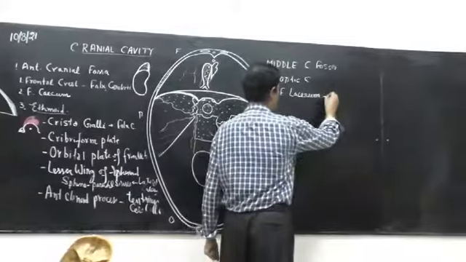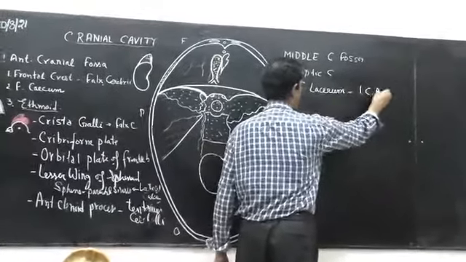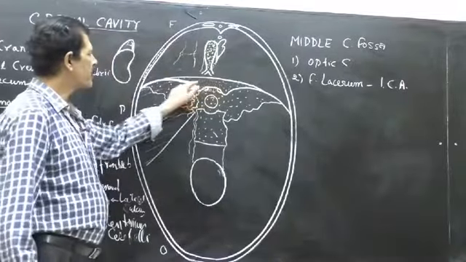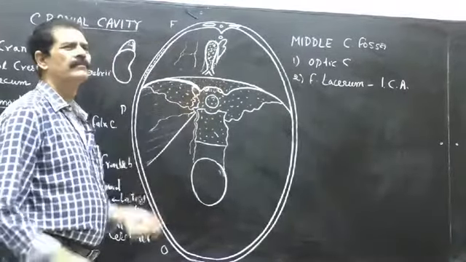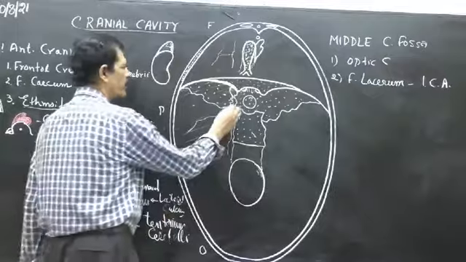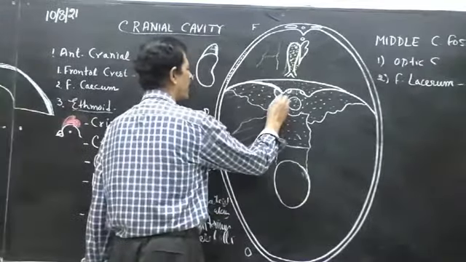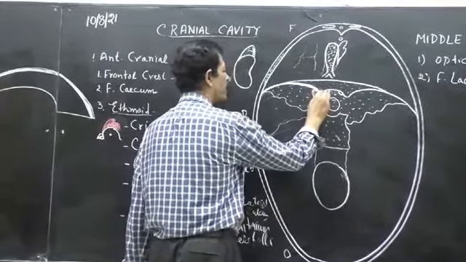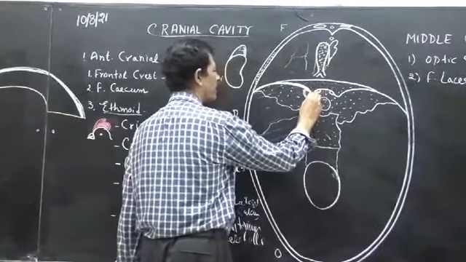The internal carotid artery, the same artery which will form the circle of Willis. So the circle of Willis is also formed here. Through this, the internal carotid artery comes, and here it ends to continue as the middle cerebral artery.